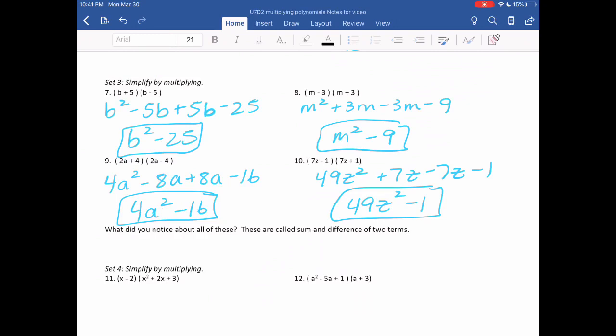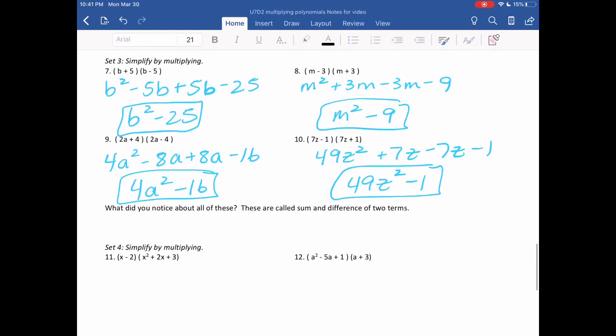All right, welcome back. Check your answers 7 through 10. And hopefully you noticed that something happened here. When I multiplied, all of the middle terms, all of the like terms, when I added those, they all canceled out. So all of my 4 circled answers here are now binomials. I just have 2 terms, all right? Not only are these binomials, but they're also a special kind of binomial, all right?